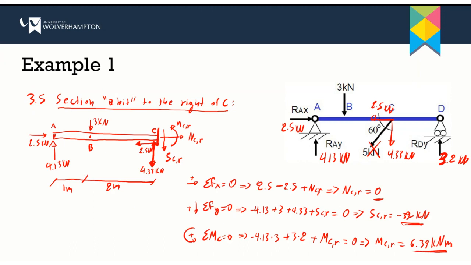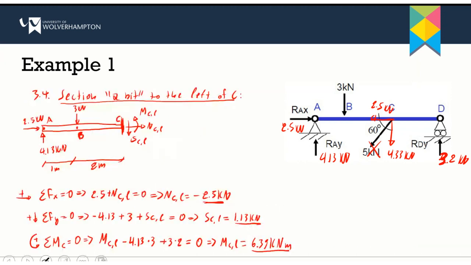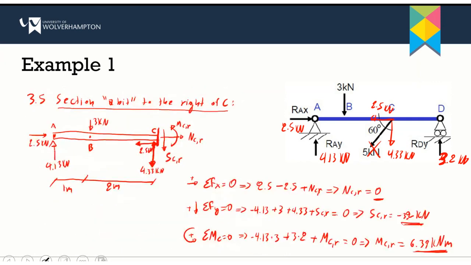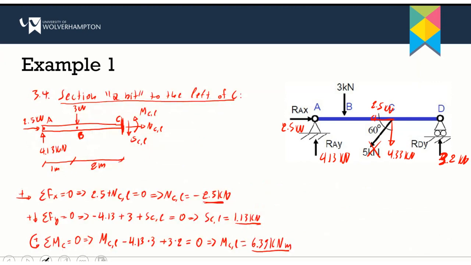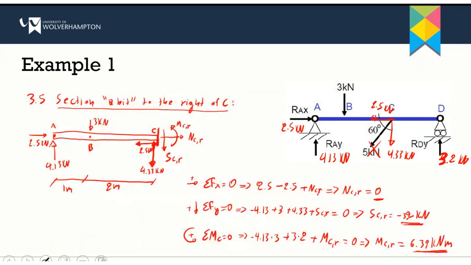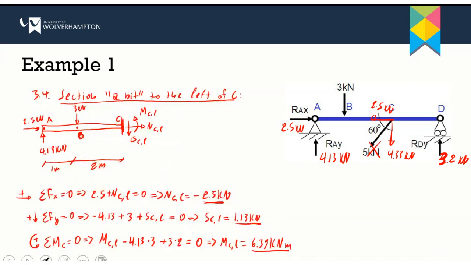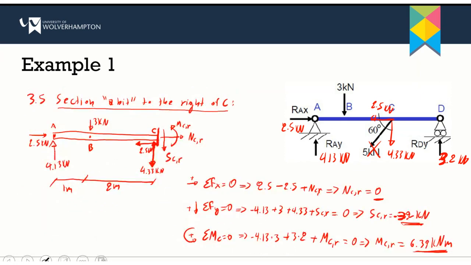So if I go to the previous slide, you can see that the axial force was negative 2.5, but now it is zero. The shear was 1.13, but now it is negative 3.2. Let me write this a bit more clear. Negative 3.2. But the moments are the same. It is logical because what happened at point C is that I had a horizontal and a vertical force applying over there. Is there any question up to this point? We are quite close to the end.